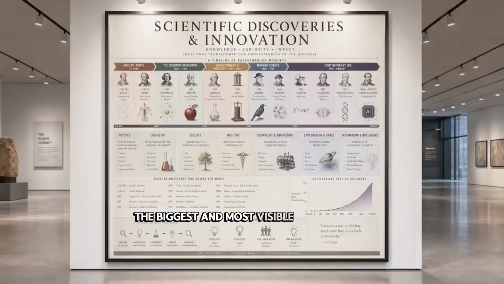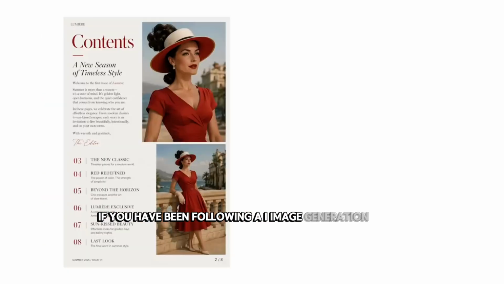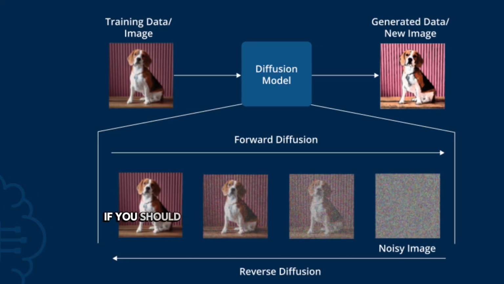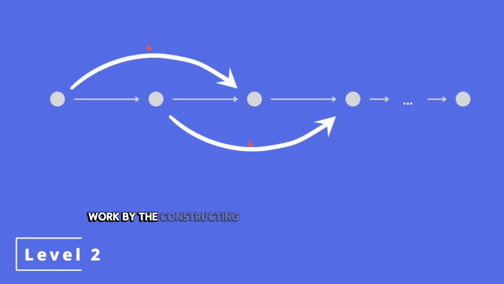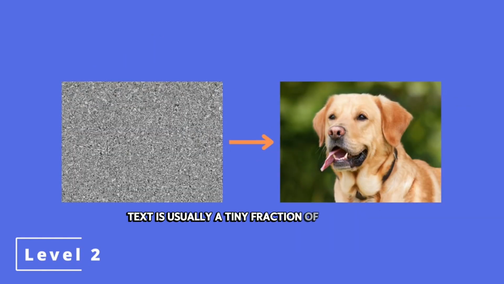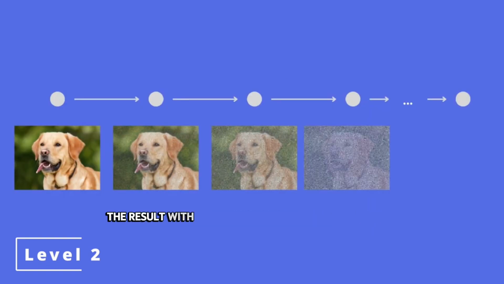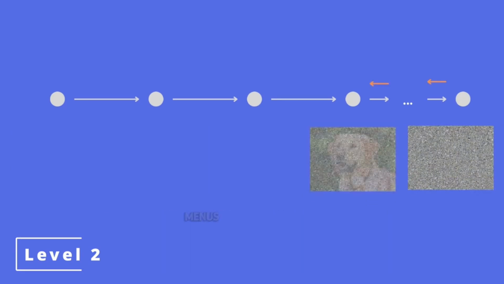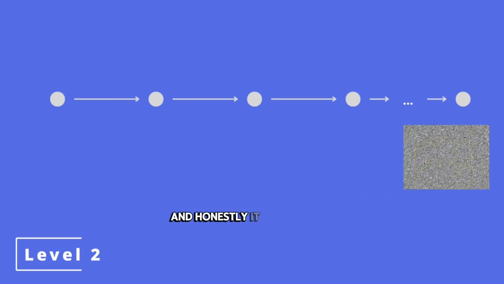The biggest and most visible improvement in this new model is text rendering. If you have been following AI image generation at all, you know this has historically been its biggest embarrassment. Diffusion models, which is the technology that powered most of the earlier image generators, work by reconstructing images from patterns in noise. And because text is usually a tiny fraction of the pixels in any given image, the model never really learned to get it right. The result was that blurry, nonsensical gibberish you have seen plastered across AI-generated signs, menus, and book covers. It drove designers absolutely crazy, and honestly, it should have.